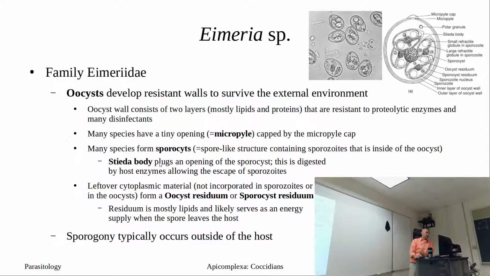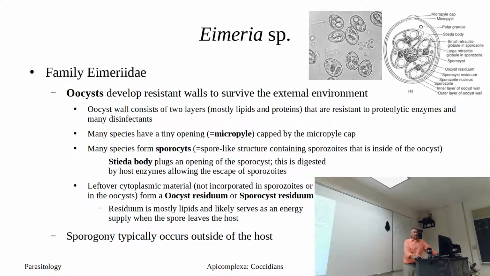As I said, many of these species form a sporocyst inside of the oocyst. And in the sporocyst, instead of having a micropyle cap, their cap is called the Stieda body. Host enzymes, stomach enzymes and small intestine enzymes, will dissolve the Stieda body. That allows our sporozoites to get out. So when you get into the proper host, it'll dissolve it, and that's how our sporozoites can get out.